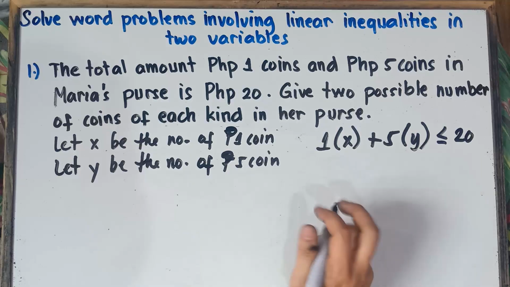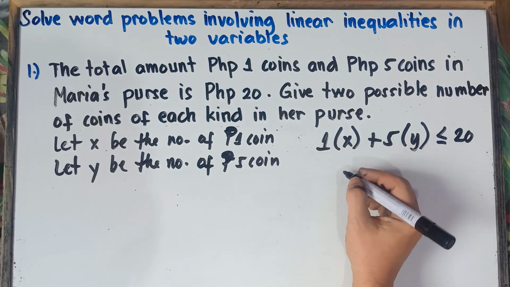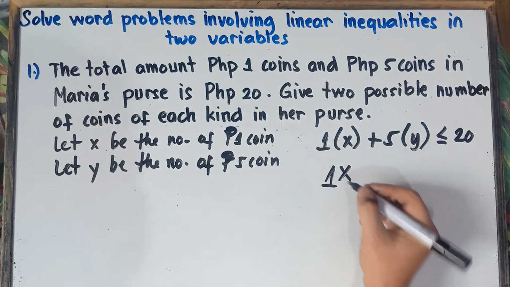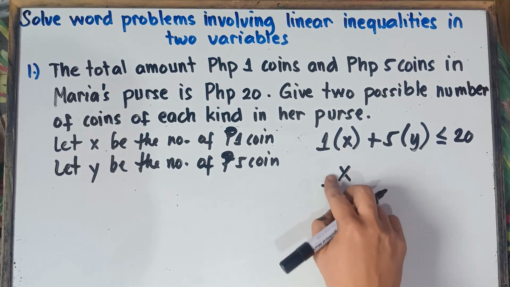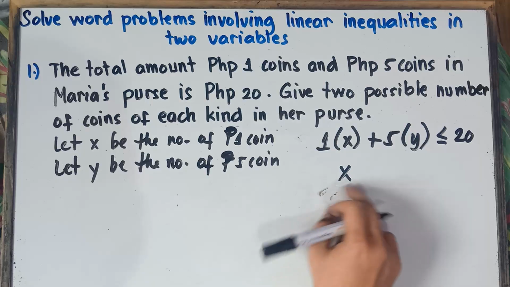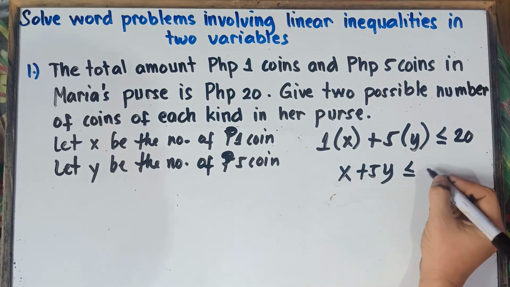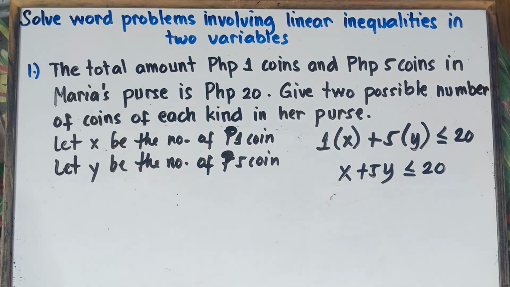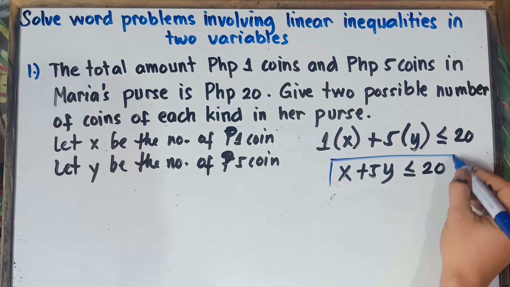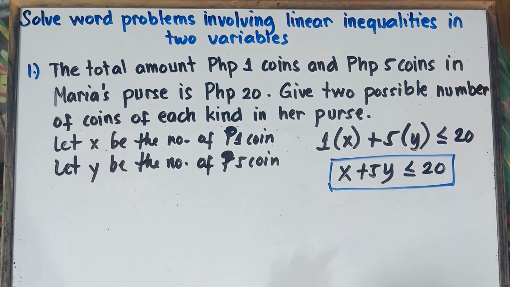And then we can multiply this. 1 times x, that would be 1x or x. 1x or x is just the same, class. Understood that there's a 1 here. So x, and then 5 times y, that would be 5y, is less than or equal to 20. And this will be our inequality, class.